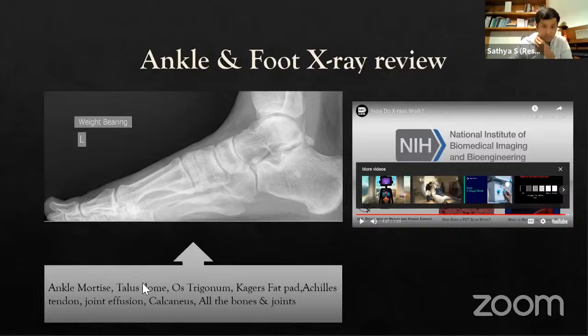So in this view, we are able to see how the ankle mortise is looking, and the talus dome, os trigonum. If there is a fat pad involvement, Kager's fat pad is the one that sits behind the ankle joint in front of the Achilles tendon, and joint effusion, whether there are any bony and joint problems present, we are able to see in this view also.